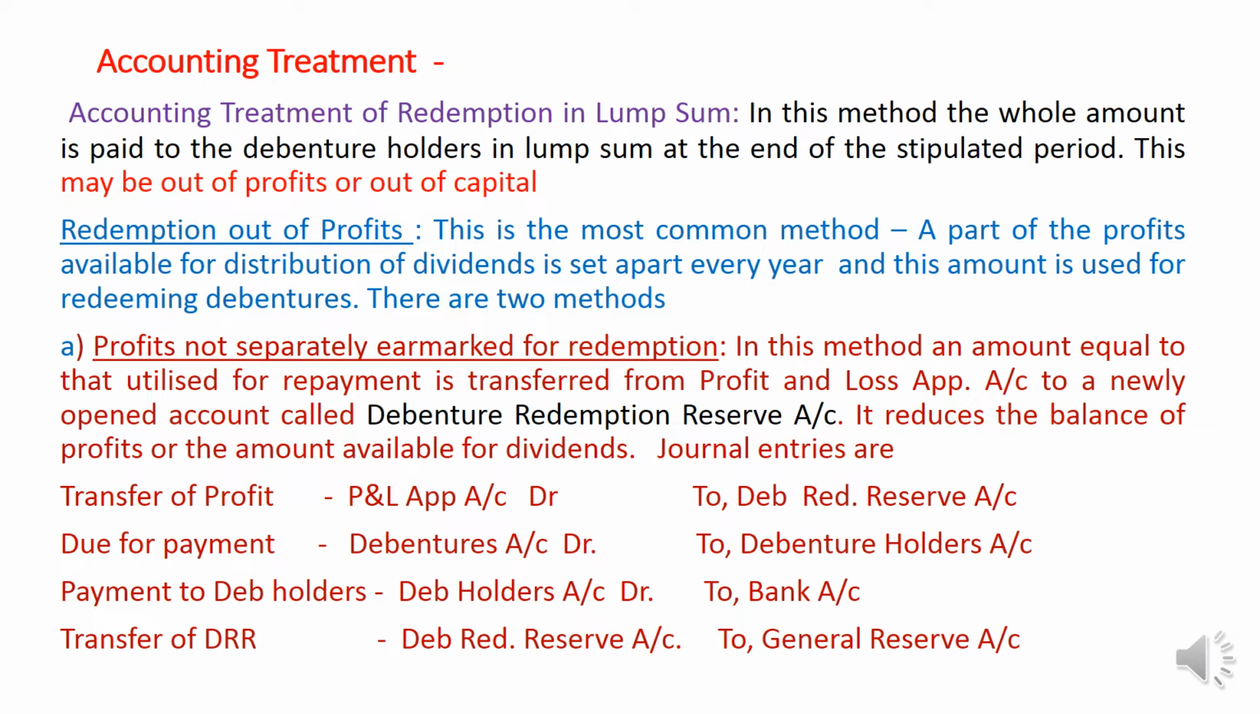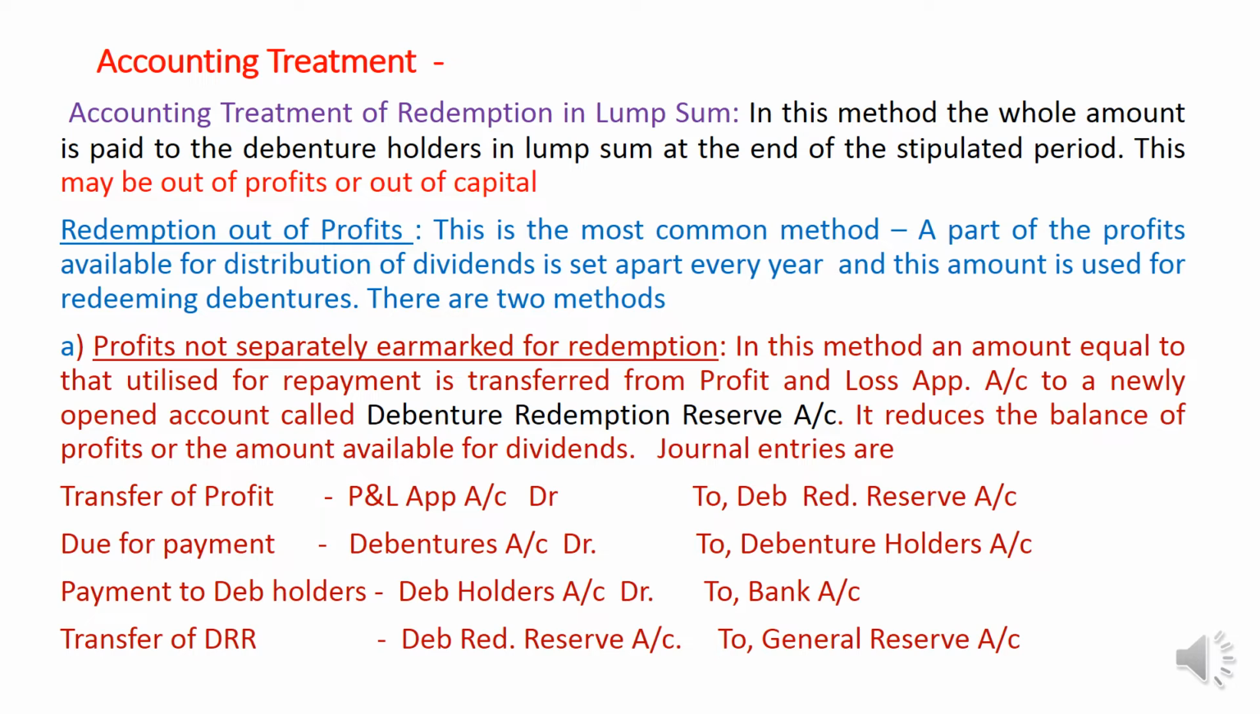So the debentures can be redeemed in lump sum by utilizing funds from the profits of the company or out of capital. So for redemption, company can utilize the resources kept as reserve, that is out of profit or out of capital.